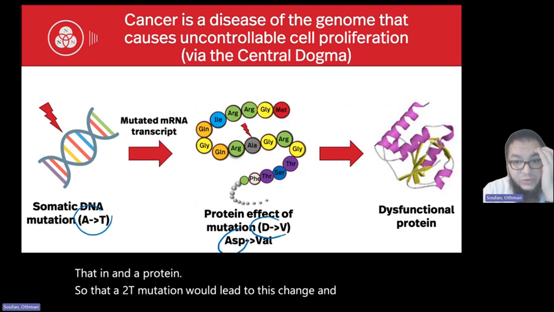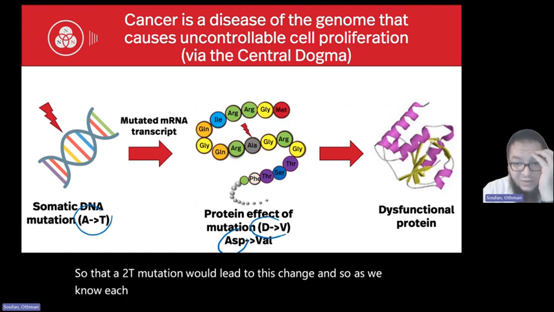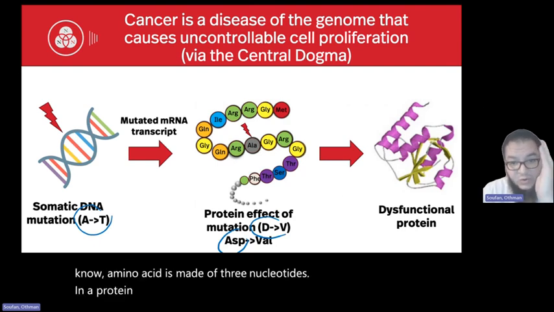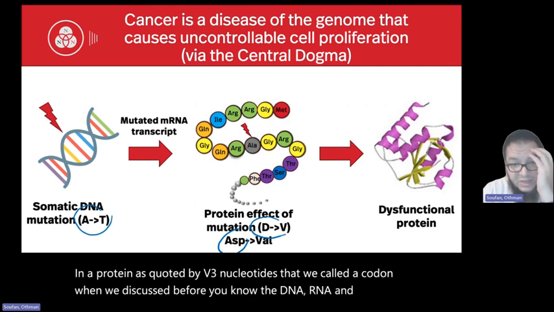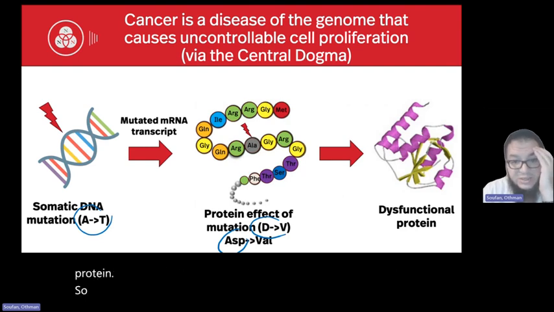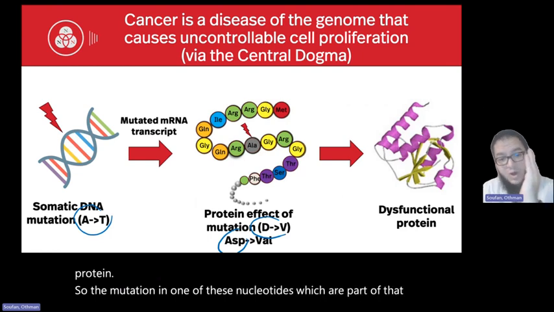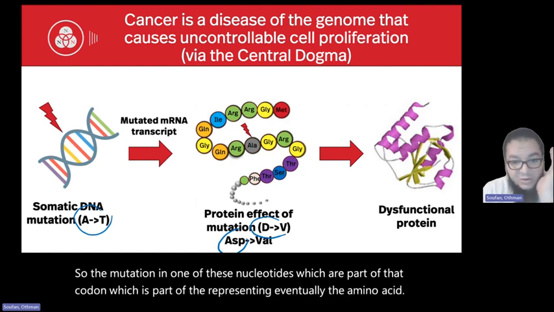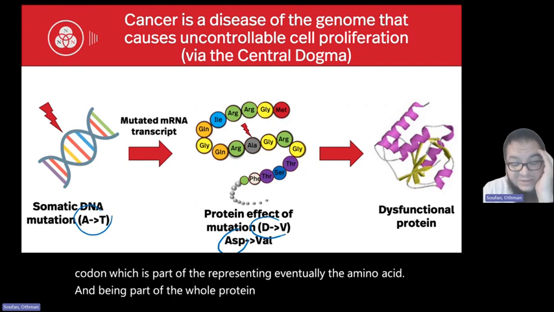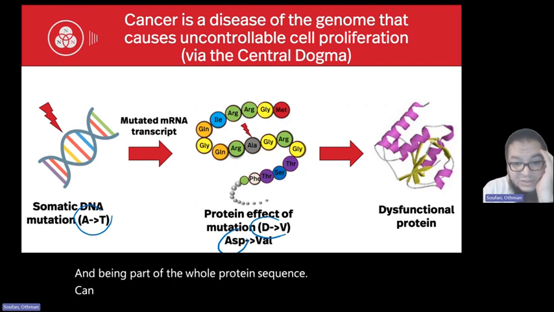And so, as we know, each amino acid in a protein is coded by 3 nucleotides, that we called a codon when we discussed before the DNA, RNA, and protein. So a mutation in one of these nucleotides, which are part of that codon, which represents the amino acid and is part of the whole protein sequence, can affect the protein function.